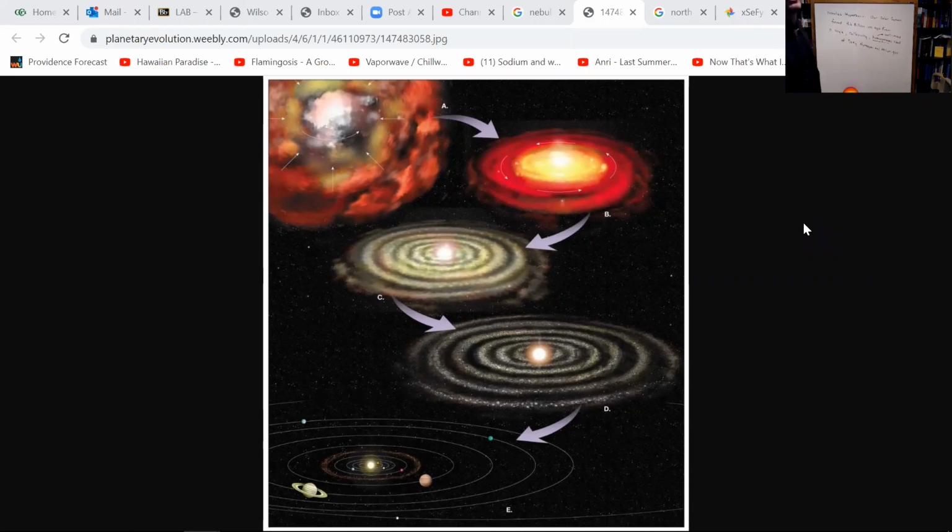So here's a little picture of the nebular theory now that you're able to see it clearly. You can see here a collapsing cloud of hydrogen gas that flattens out and eventually starts to condense into the planets that you know and love today. And this took a little while to happen. It didn't happen in one day.